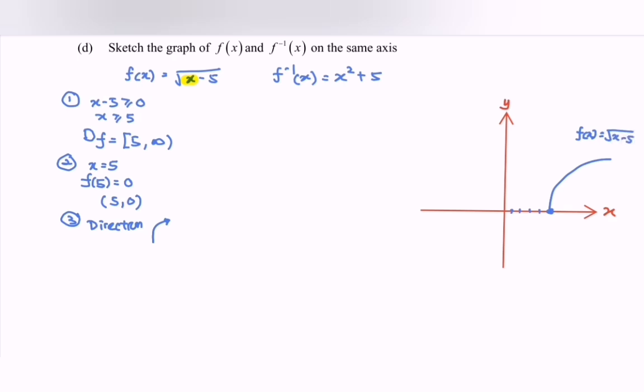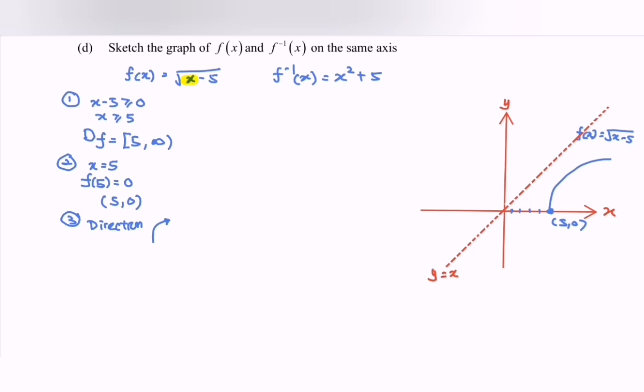Next, by using the reflection about y equals x, in order to sketch the f inverse. Here we have the coordinate (5, 0). Continue. Next, sketch the f inverse. By referring to the equation, the f inverse is actually a quadratic. Then do remember, we must have a one-to-one function. Refer to the graph of f(x). We have (5, 0). If it reflects about y equals x, then we will have (0, 5).